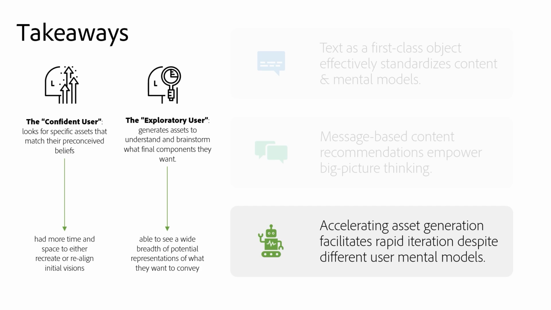Overall, we saw that our users fell into two major personas: the confident user, who is usually more experienced and has a clear idea of what kind of assets they want. In this case, the tool helped them more rapidly go through prototypes where they could refine or even reconsider their initial visions. On the other hand, for the exploratory user who is less experienced and used the asset generation more for brainstorming and understanding what final components they want, the tool gave them a wide variety of potential candidates for what they want to convey.